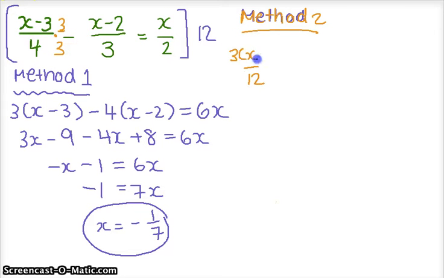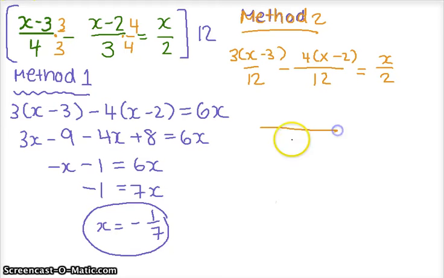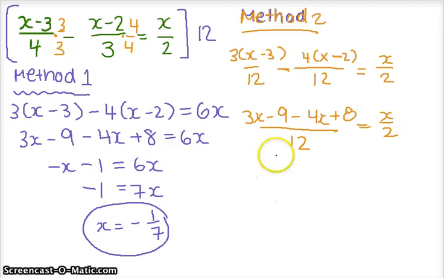So we have 3 times x minus 3 minus 12, and here we need to multiply 4 over 4. So 4 times x minus 2 equals just x over 2 because that's already simplified. And then we're going to just subtract these two fractions. So we have 12. And then if we multiply this out, we have 3x minus 9 minus 4x, and positive because we have a negative here and a negative here. So plus 8 equals x over 2.